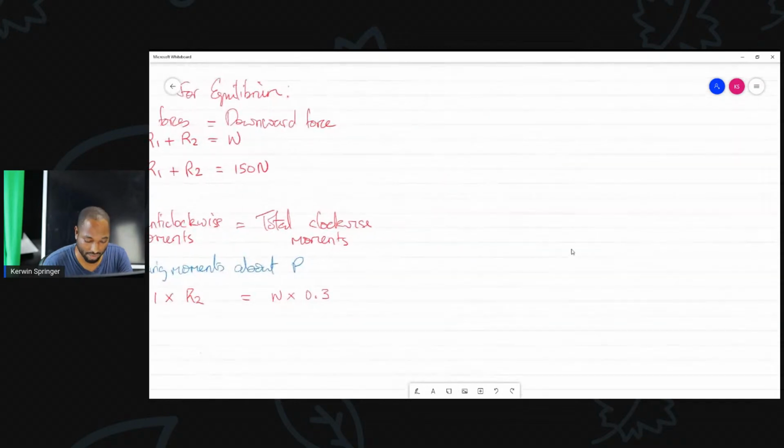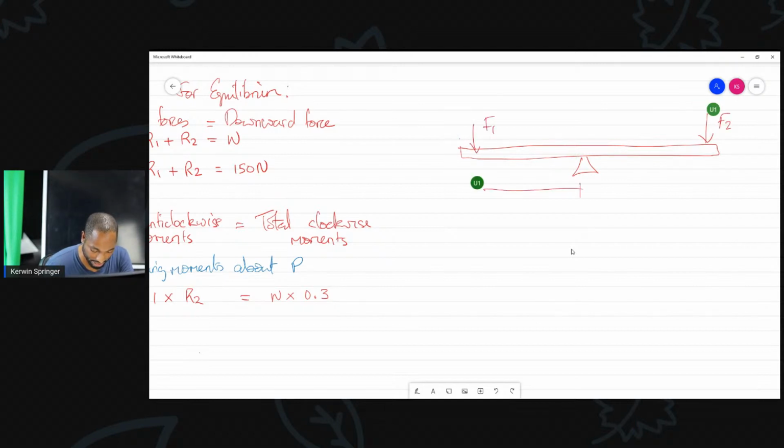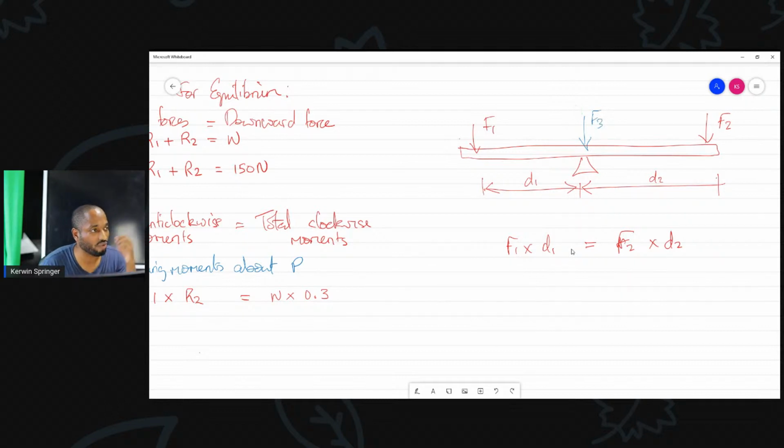Okay, just a quick little demonstration of what is happening, because people get confused. If I have a plank, and I have a force here and a force here, let's call this F1 and this F2, at some distances D1 and D2. Well, then F1 times D1 must be equal to F2 times D2. But if there's an additional force exactly on the pivot, like F3, you can't include that force, because forces that act on the pivot, we neglect them.